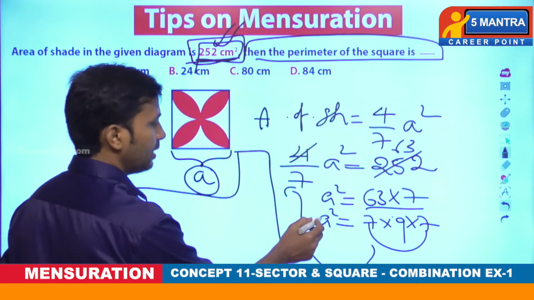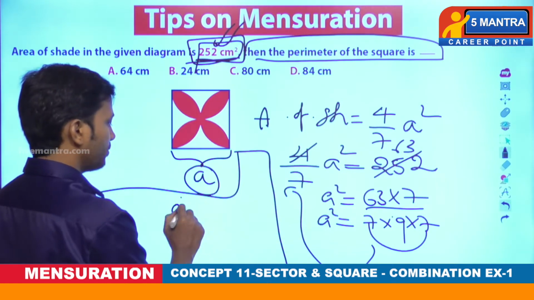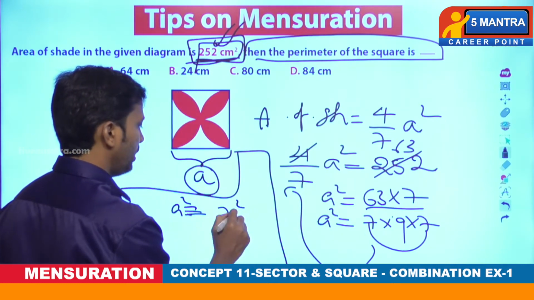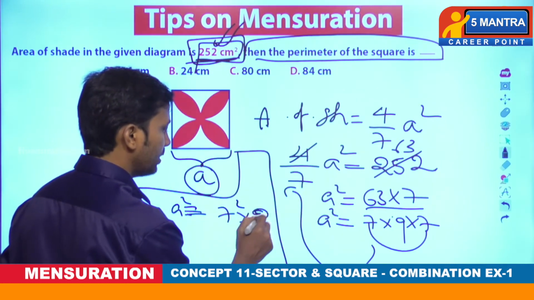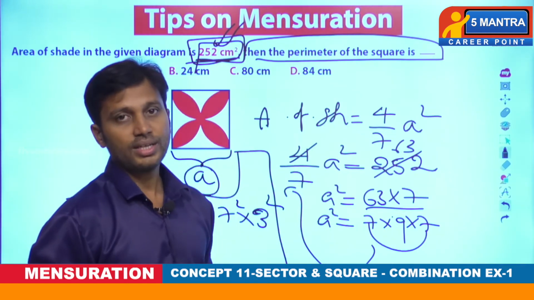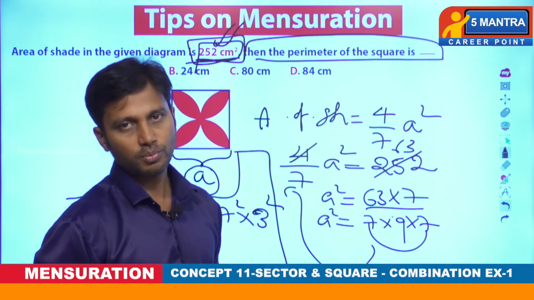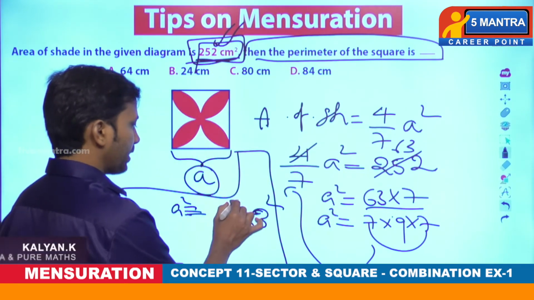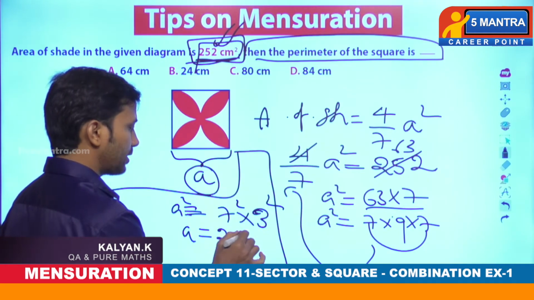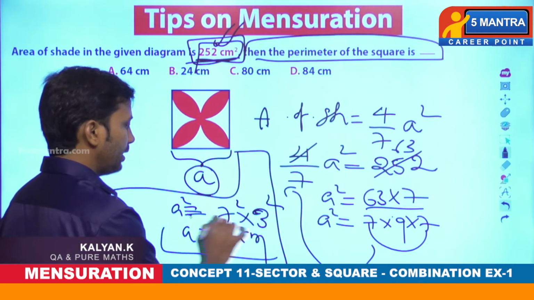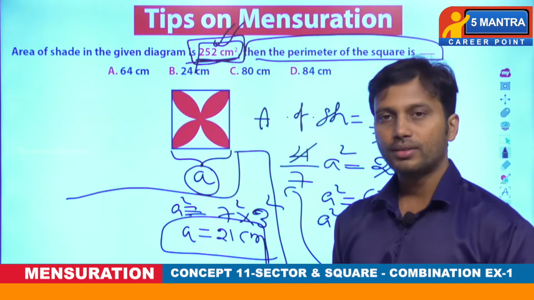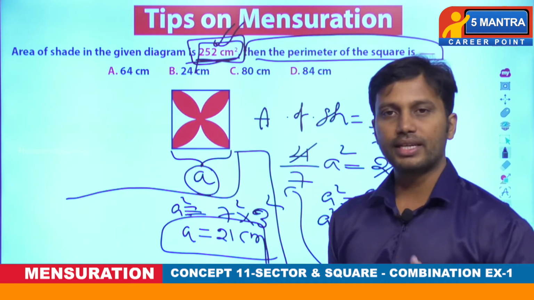Now tell me what it is. A square equal to 7 into 7, 7 square, and 9 can be written as 3 square. So a square equal to 7 square into 3 square, applying the square root on both sides. Definitely the squares get cancelled on both sides, and this would be 7 into 3, that is 21 centimeters. Isn't it? Now what is the side of the square we got? 21 centimeters. Is it clear for you or not?